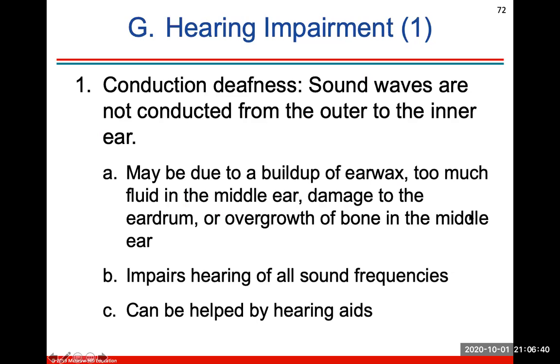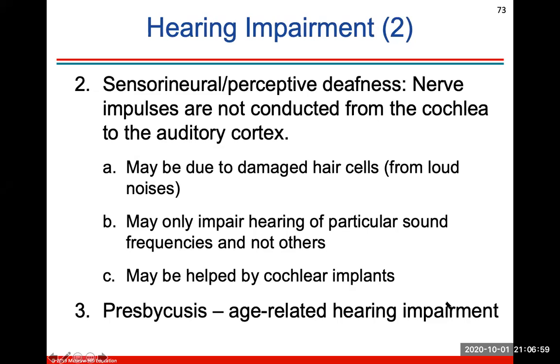Hearing impairment: conduction deafness. Sound waves are not conducted from the outer to the inner ear, and this could be due to buildup of earwax, too much fluid in the middle ear, damage to the eardrum, or overgrowth of bone in the middle ear. This will impair hearing of all sound frequencies, but it can be helped by a hearing aid.